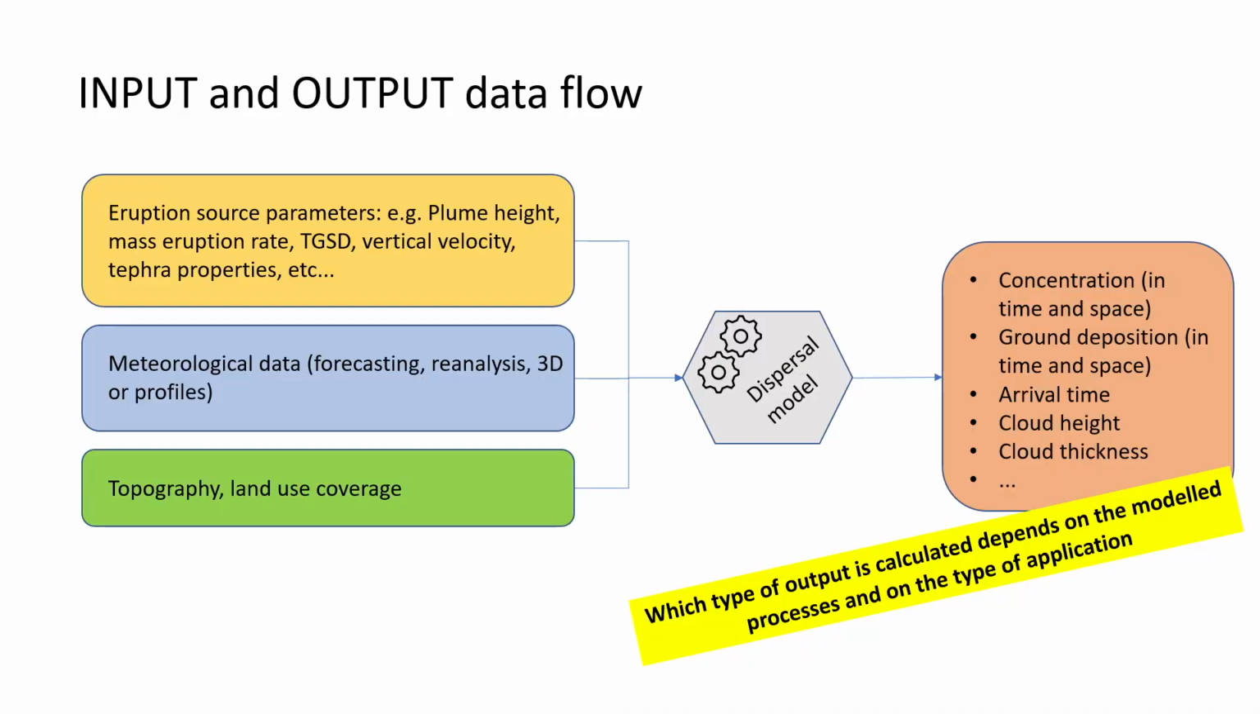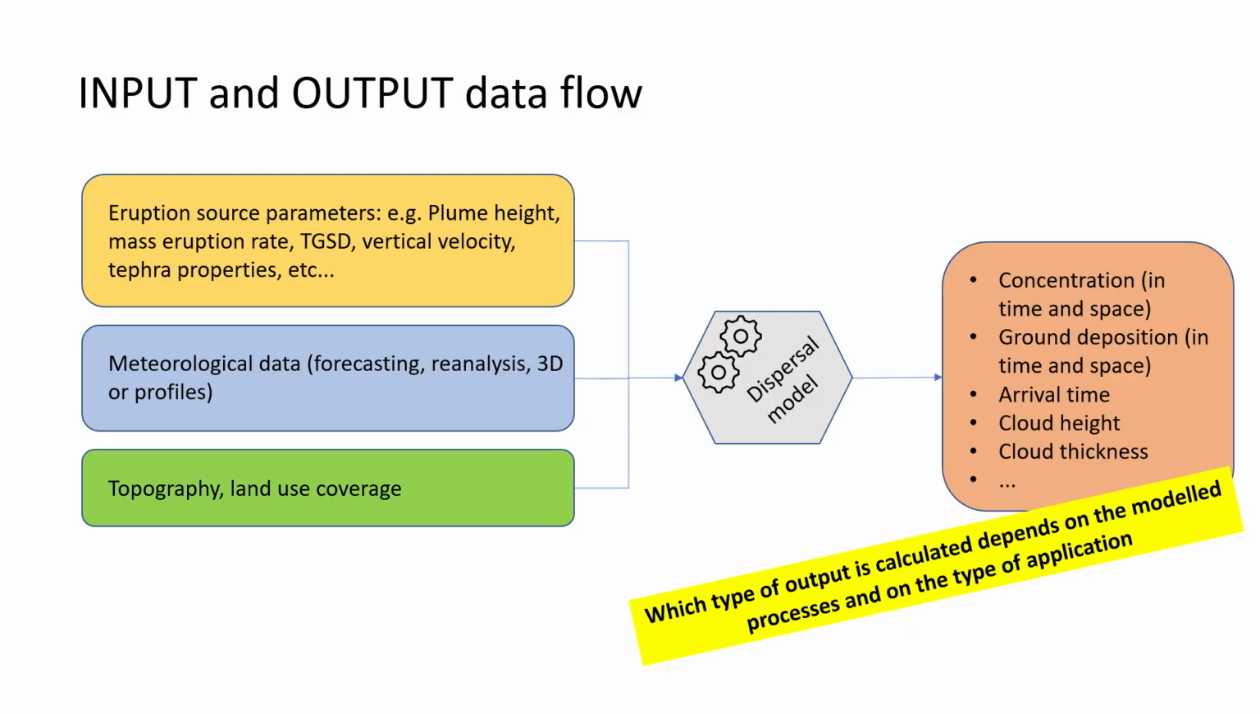So the data flow when using numerical models is a kind of well-established procedure. As you can see here, there is a set of input parameters that needs to be given in input to the dispersal model. They comprise, for example, what we call the eruption source parameters. For example, information regarding the plume height, the mass eruption rate, but also information about the total grain size distribution, which is the type of particles that are emitted within the eruption, and possibly even more detailed and harder parameters to estimate, like the vertical velocity.